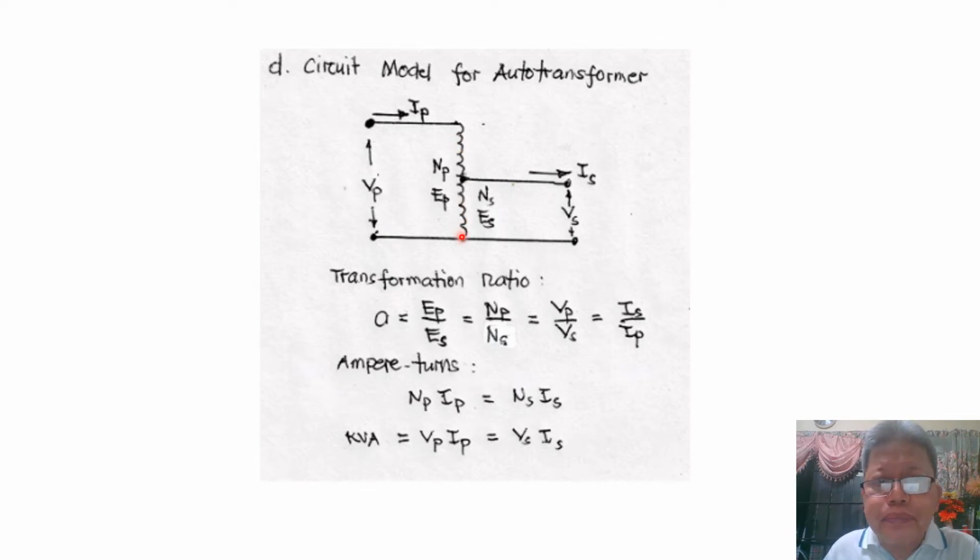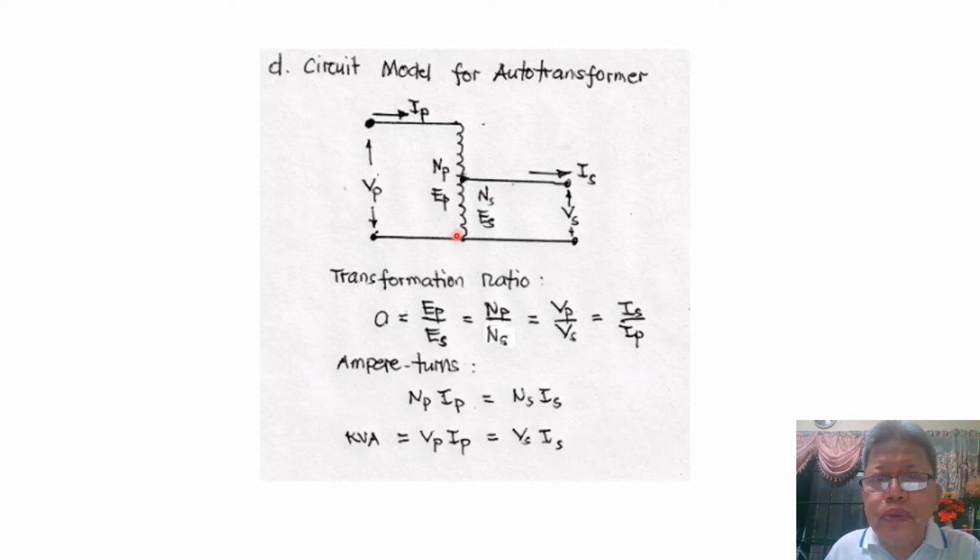We have N sub P as the total number of turns, and when the winding is impressed with the voltage Vp, current Ip will flow, producing flux in the iron core and inducing a voltage in the winding on the primary side equal to E sub P.